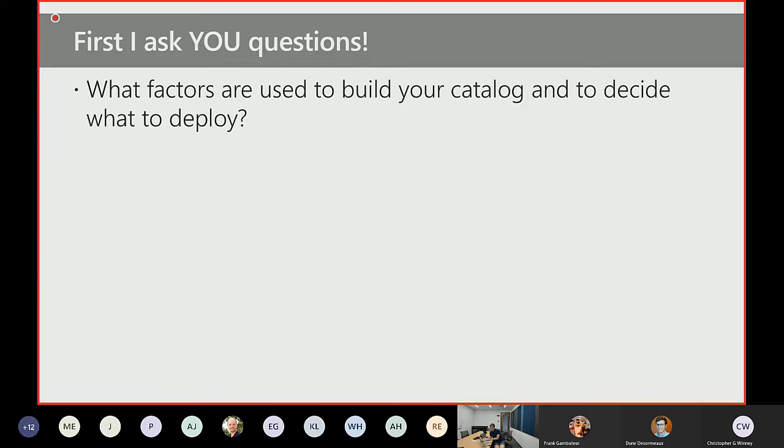So what factors are used to build your catalog and to decide what to deploy? So that means, how do you decide which update categories you want to go check and sync into your environment, and how do you decide which updates you want to deploy? That's a question for folks on the call, folks in the room. Help me out.